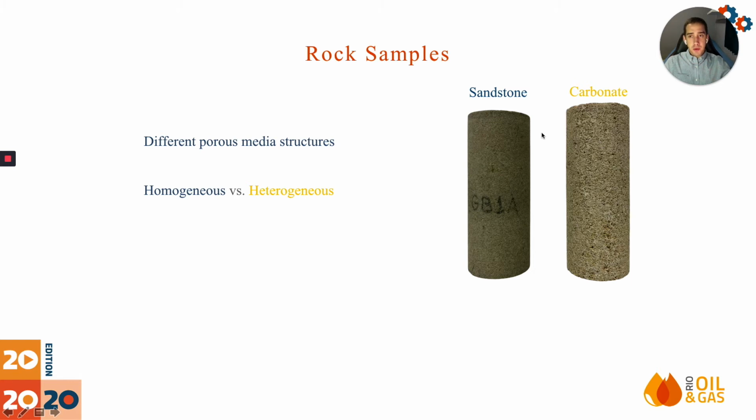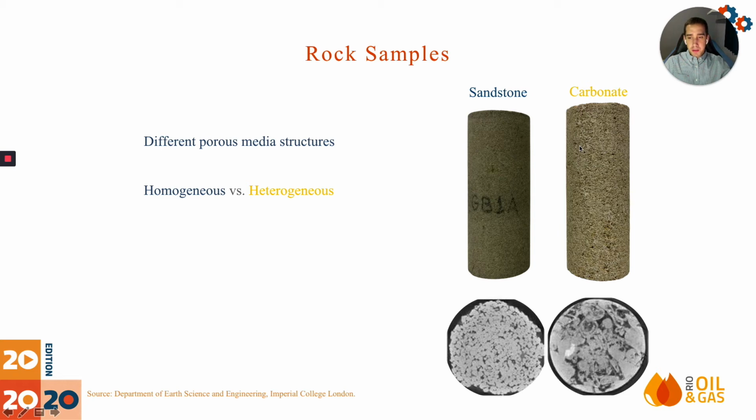So we wanted two rock samples with different porous media structures, one with a homogeneous porous media and the second one with a heterogeneous porous media. So we chose the sandstone and the carbonate. Here we have two images from Rio College.